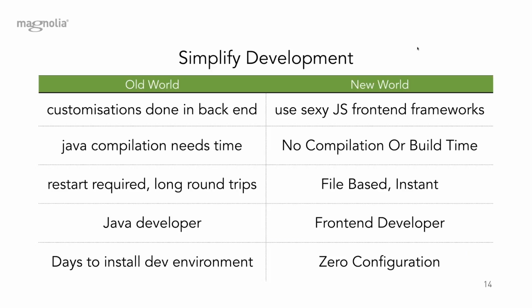In the old world, customizations were done on the back end. Now we're using sexy JavaScript front-end frameworks, much more fun. In the old world, Java would use a lot of compilation, because that's just the way things are built. Now we can actually use light development with Magnolia Now and have no compilation or build time at all. In the old world, maybe your system required a restart after changes and generally long round trips. Magnolia Now light development is file-based and it's instant. The moment you press refresh on your browser, you have the new functionality.